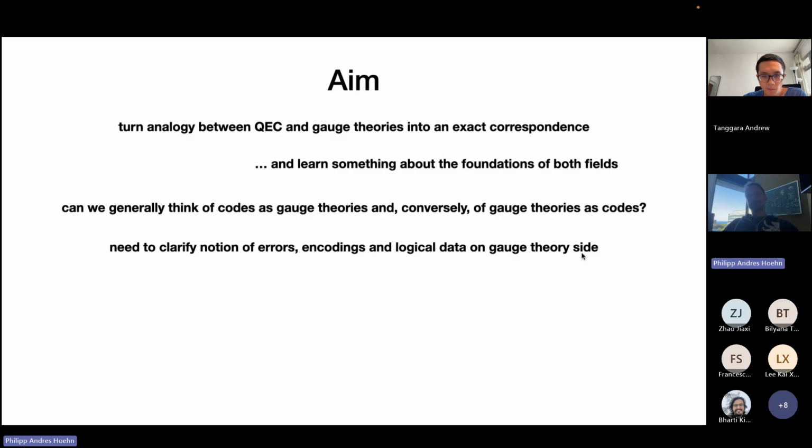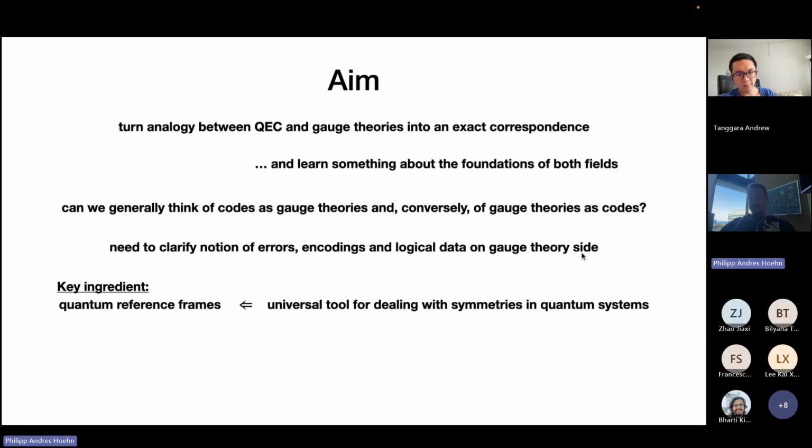And in order to make this correspondence work, we have to clarify a few notions that we're used to on either side. So for example, in quantum error correction, something crucial are errors. That's really what it's about. We also have encodings and logical data, but those are concepts we don't usually think of on the gauge theory side. We don't normally think of maps that take us out of the space of gauge invariant data, and encodings are also not what is standardly considered. So we have to make sense of what these concepts are on the gauge theory side in order to build a dictionary.